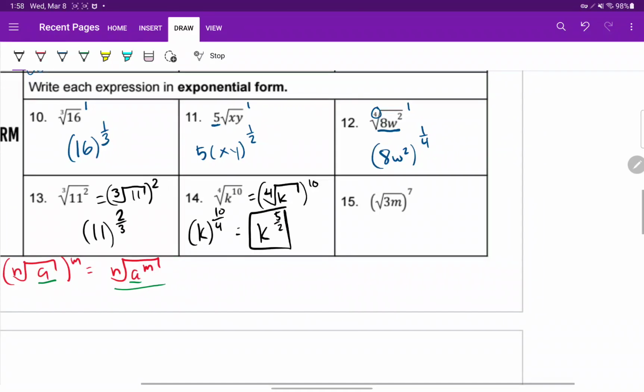And then for the last one, it's pretty straightforward. We have the square root of 3m raised to the 7th power. So our radicand, our base, is going to be 3m. Our power is 7, and our index, remember there's no number there, it's a 2, so 7/2.